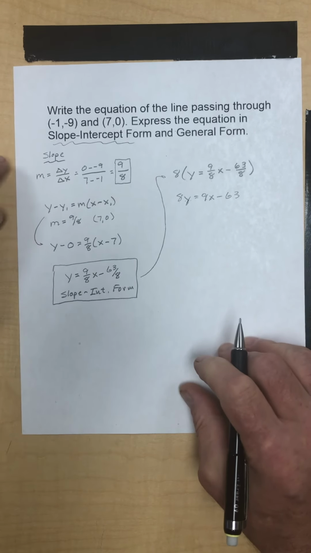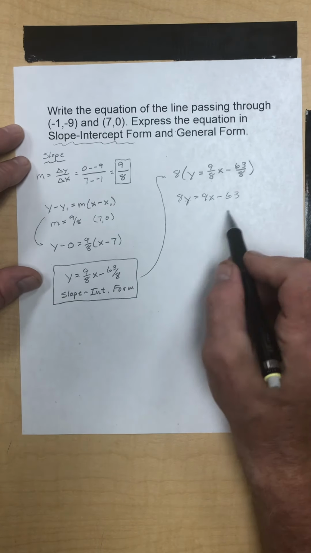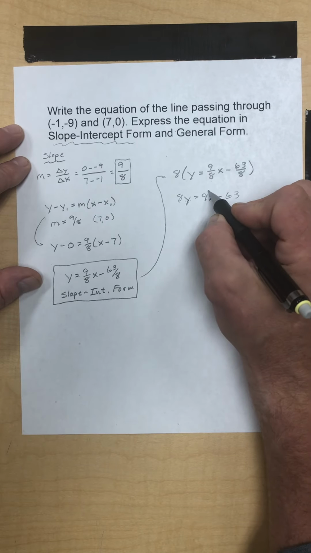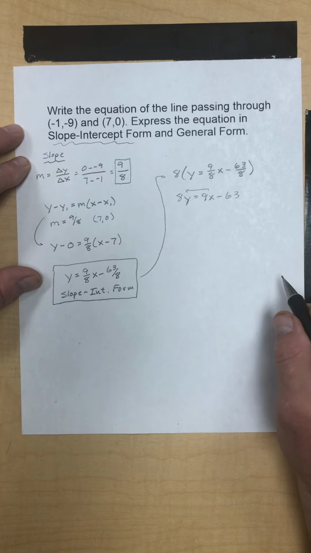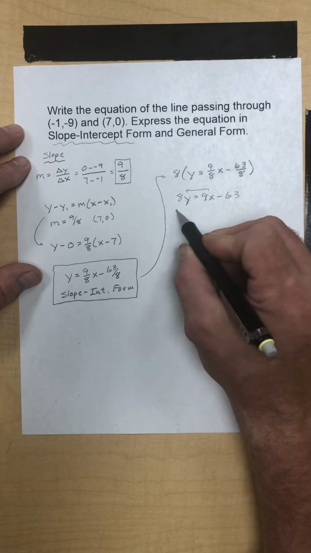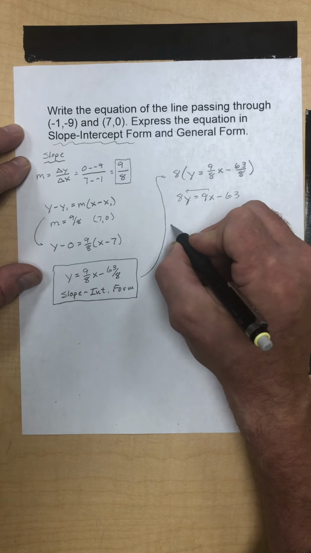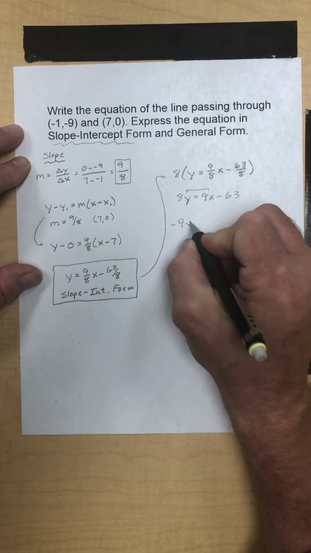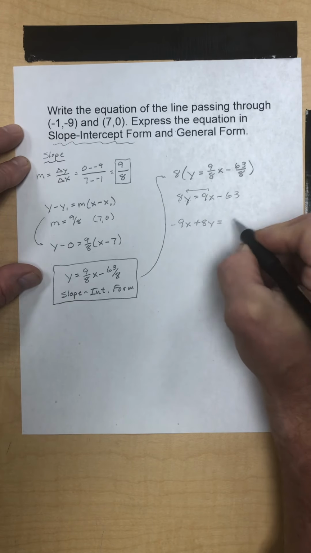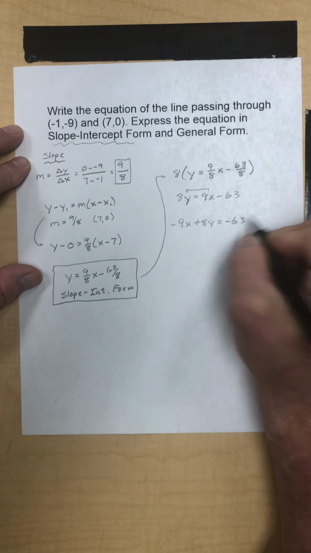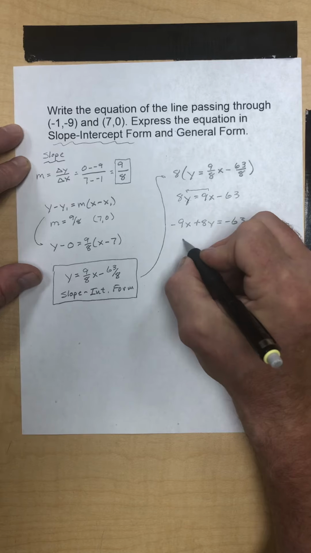So to put it in general form, now that I've gotten rid of all the fractions, I need the term with x and the term with y both on the same side. I always like to put them on the left and a constant on the right. So if I take the 9x and move it over, it becomes negative. So I get a negative 9x plus the 8y equals a negative 63. And that is my standard or general form.